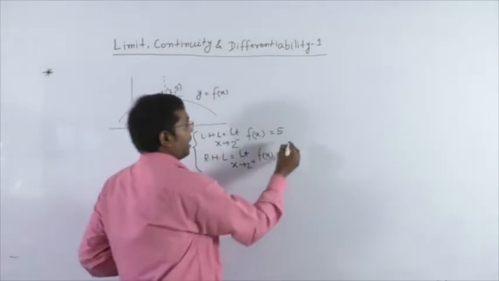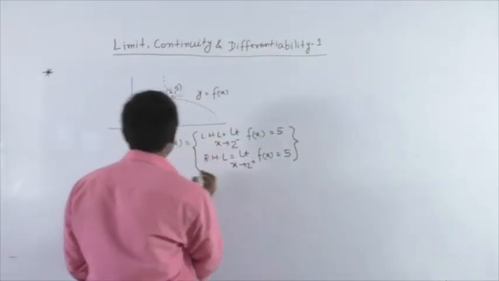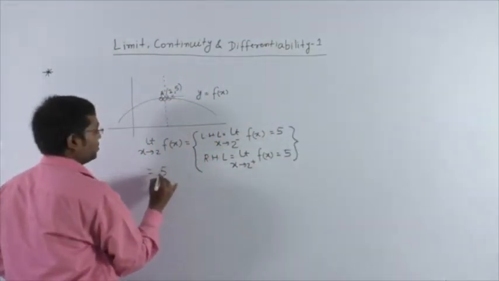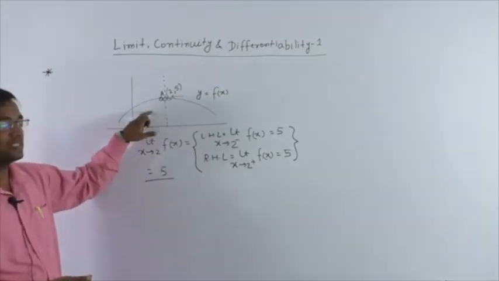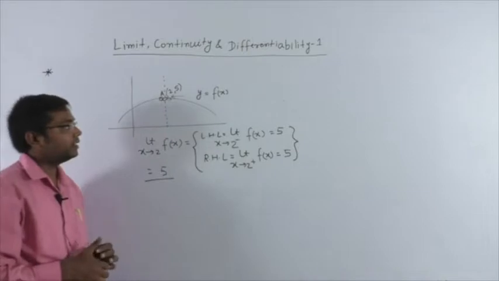And what is the value? Both are equal and defined, so this value will be equal to 5 here. This is the limit existing in such cases. Let's see the other example.